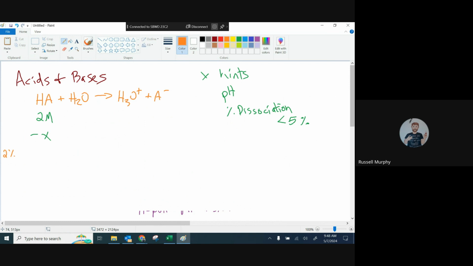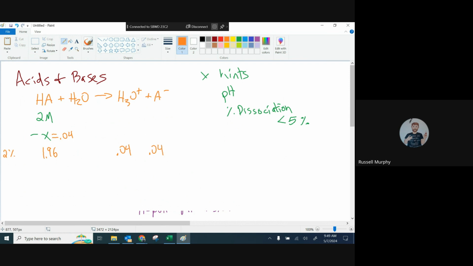What's 2% of 2? 0.04. So x is equal to 0.04, which means this is 1.96, which is practically still 2. And then this is 0.04, and this is 0.04.